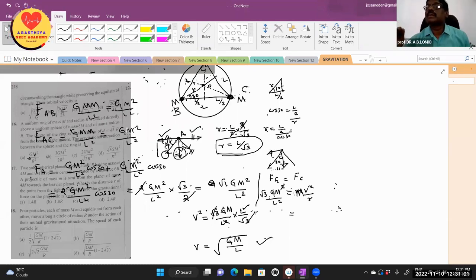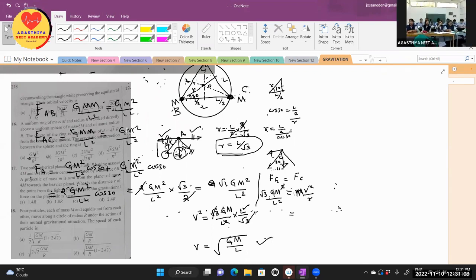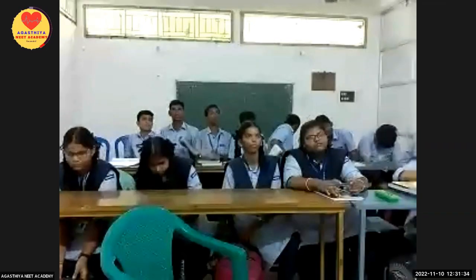After the class, you have to revise all the problems every day when you come to the next class. Okay, with that, we finish today. The time is up, 12:30. We have to do more problems. You can also try from your textbook at home. In the next class, we will solve the problems related to Kepler's law.